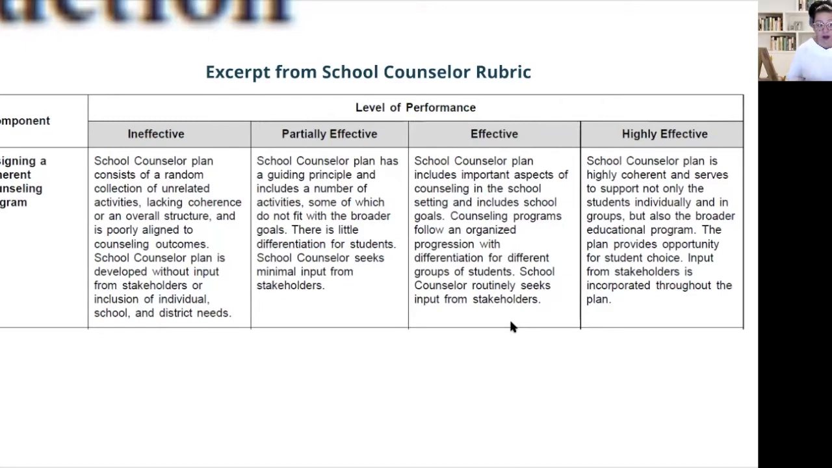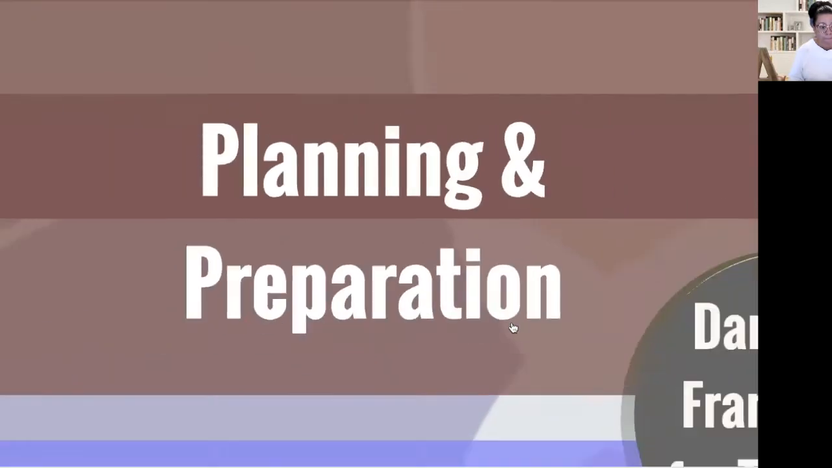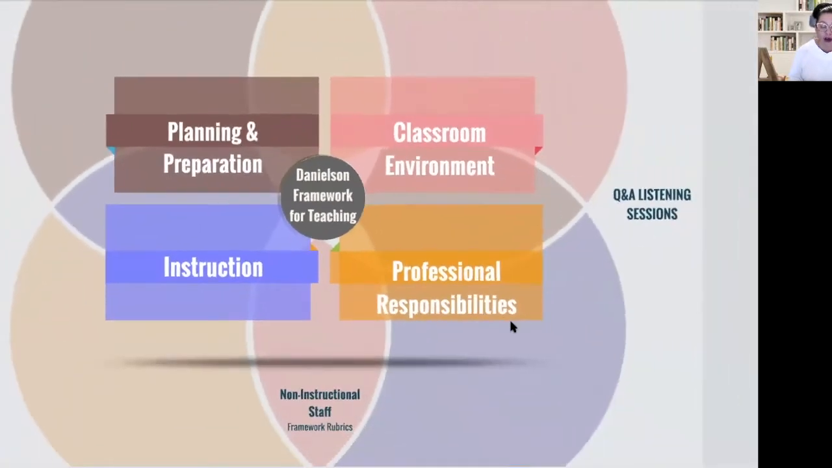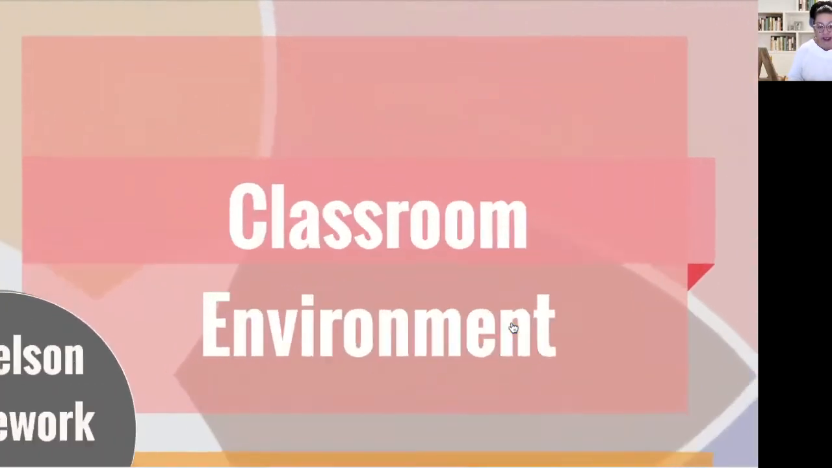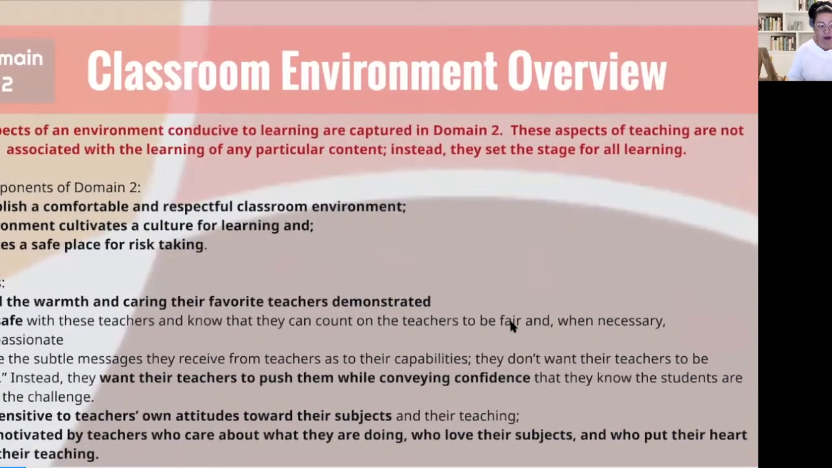stakeholders. Now, component 1E, this rubric is for school counselors, but there are rubrics specific to each certificated staff member, whether they be a teacher, a school counselor, a school nurse, a behavioral specialist, etc. We have a rubric for each. So that was an overview of planning and preparation. The second domain is classroom environment. And when we think about classroom environment, we are specifically considering the aspects of an environment conducive to learning.